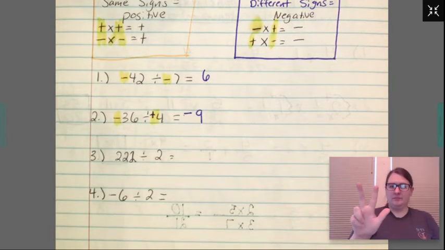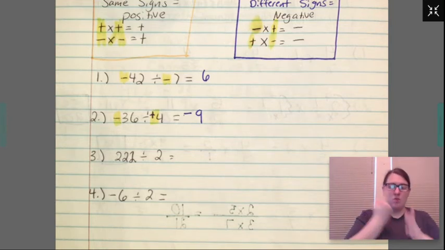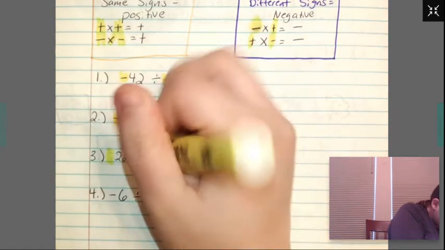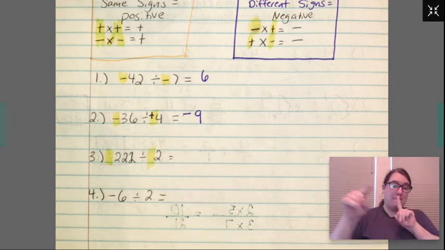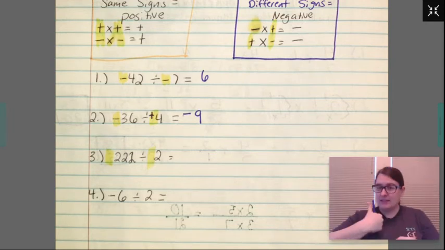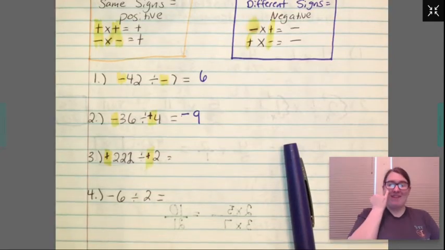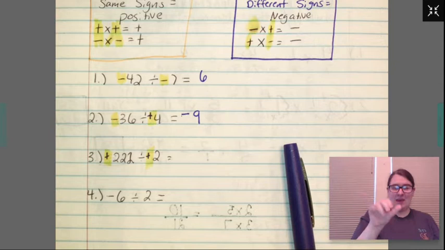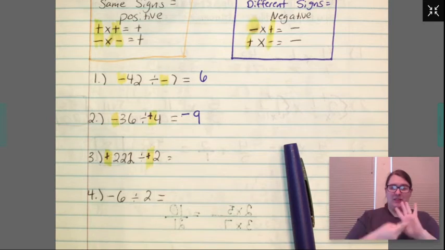Okay, number 3. We have 222 divided by 2. All right, let's see. What are our signs? Okay, both don't show one, so it means that it's positive. I'm going to write it to remind myself. So, they're both positive. So, if they have the same sign, then it means the answer is positive.